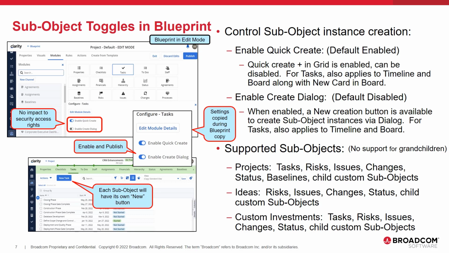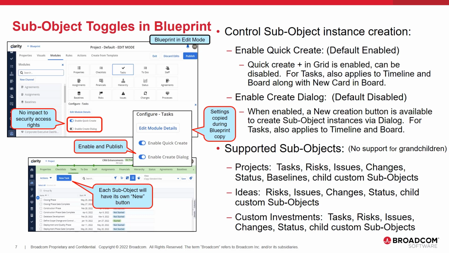Now the second toggle, which is enable create dialog, that is the new functionality, and we're shipping that toggled off by default because we don't want to have an upgrade impact. But that is the toggle that actually enables the new sub-object create experience. So to see an example of this in action, for tasks, you can see the top screenshot has the enable create dialog after we've enabled it and published it.